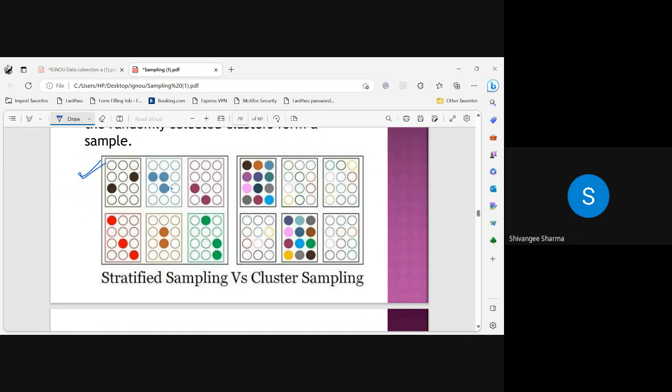And what is in cluster sampling? You choose an entire group, two or three groups completely, for analyzing the data. I think the difference between stratified sampling and cluster sampling is clear from this particular picture.